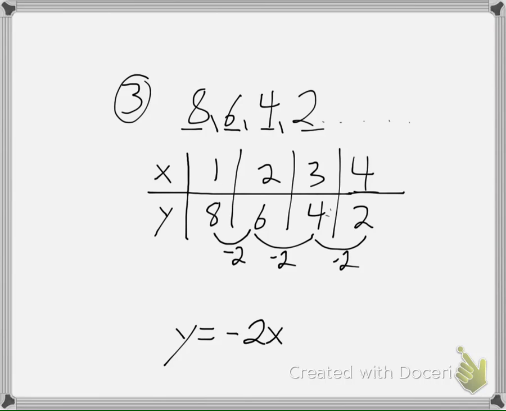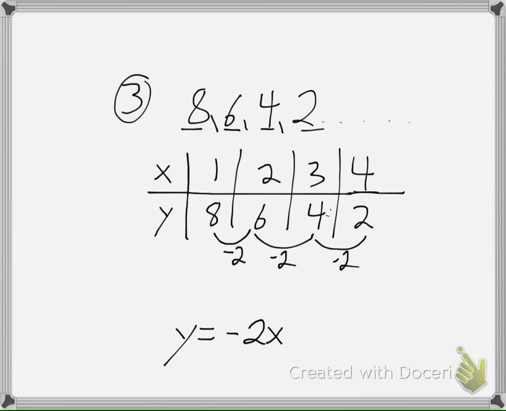Now, that's only part of it though, because is 1 times negative 2 8? No. Is 2 times negative 2 6? No. Is 3 times negative 2 4? No. So this is not the whole rule though, because obviously just multiplying by negative 2 doesn't get me from my x value to my y value. So what else do I need to do?